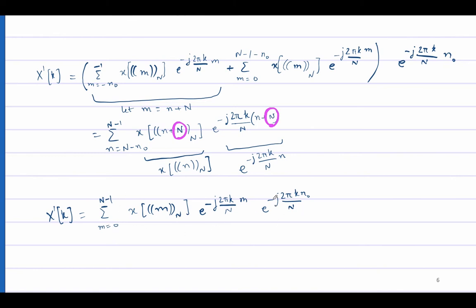Now let us analyze this. This part is basically X[k] times e to the power minus j 2 pi k n naught upon capital N. Right? This is what we had to prove. Hence proved.